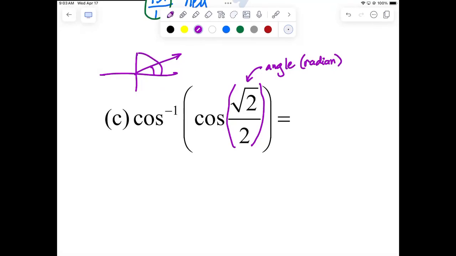Is quadrant 1 in the principal value range of arc cosine? It is. So guess what the answer is going to be? The angle square root of 2 over 2. Okay, context clues. You can't just look at numbers. You got to look at the context of the number.